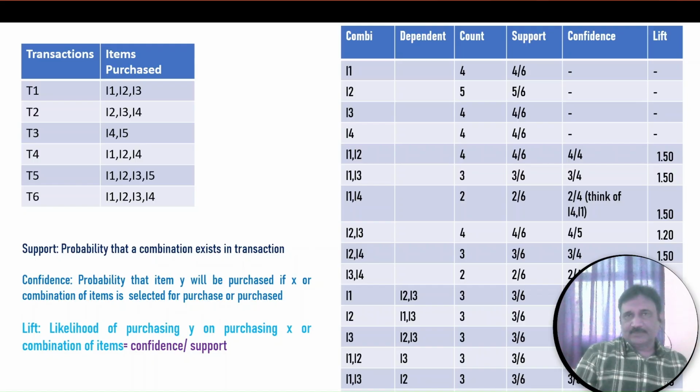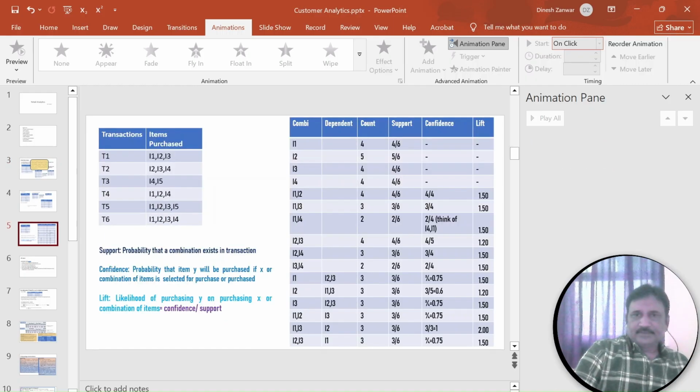The important terms in market basket analysis are: what is the purpose of market basket analysis, what is support, what is confidence, what is lift, what is the threshold for support, and what do you mean by the confidence threshold. All this exercise is very simple, right? So we'll be stopping here.